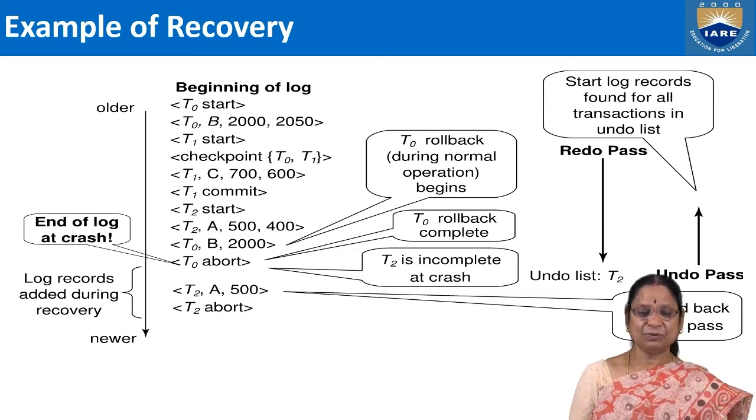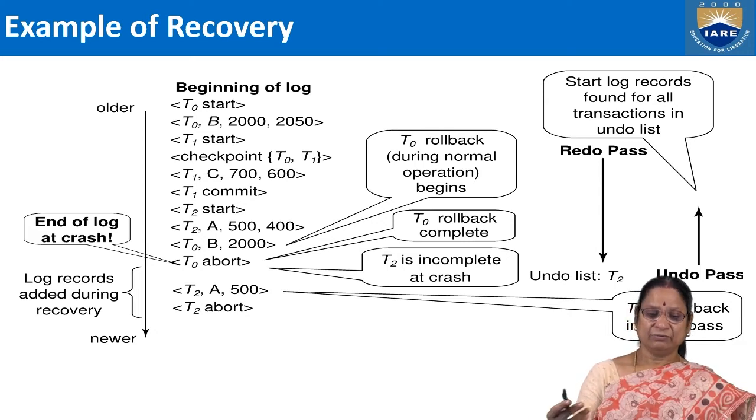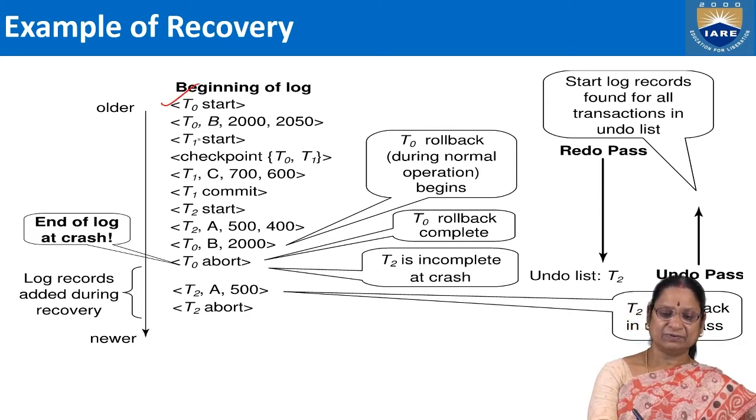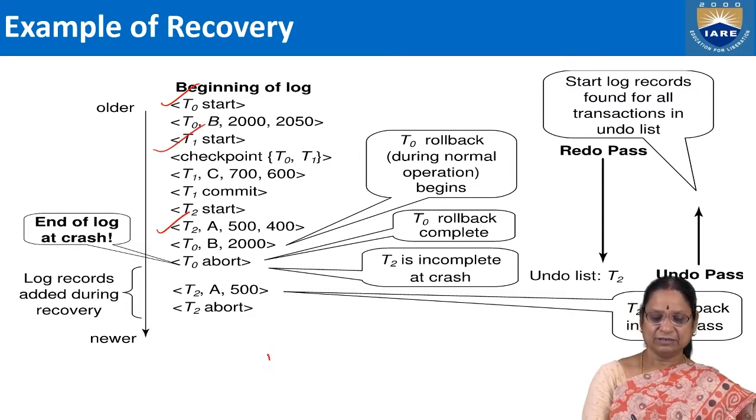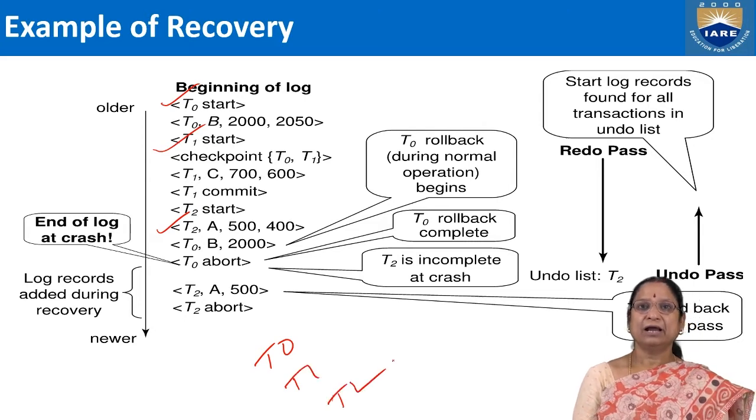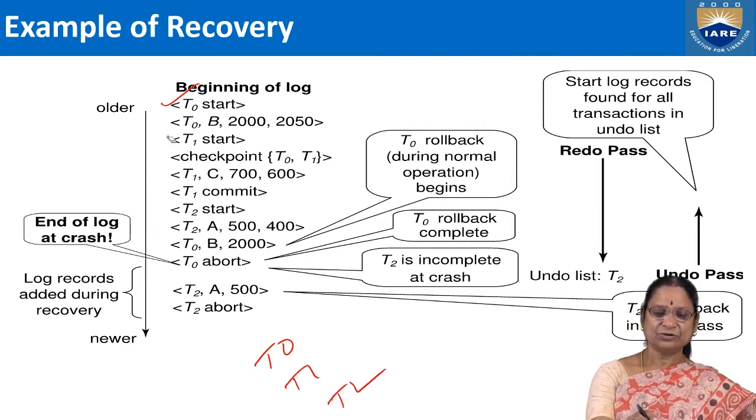So this is an example of recovery, at the beginning of the log. You observe here we have transactions: T0 is one transaction, T1 is another transaction, T2 is another transaction. So T0, T1, T2, and a checkpoint. You observe, where is the checkpoint? This is the checkpoint.